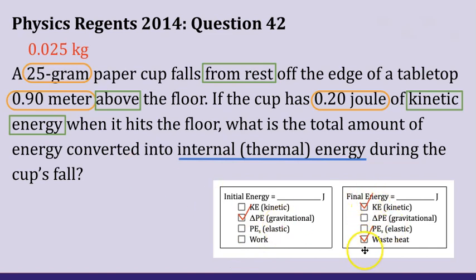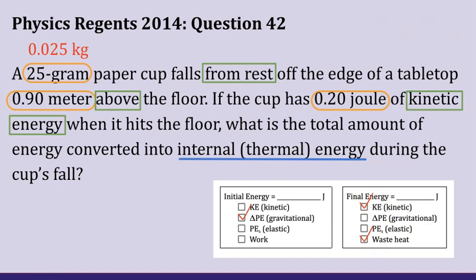When I look at the final energy, there's two different types. There's kinetic energy. They told me that if the cup has 0.20 joules of kinetic energy when it hits the floor. So that helps me realize that the final energy is kinetic. Then they talk about internal or thermal energy. That is the same thing as waste heat. So there's a couple of different names for waste heat. You can call it internal energy. You can call it thermal energy. They all mean the same thing. So those are my two types of final energy.